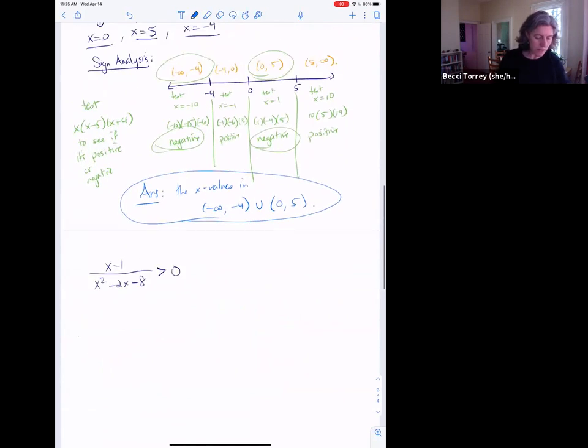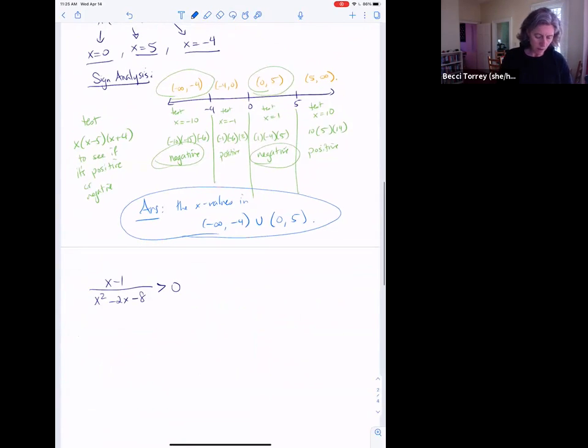The other one that was on this same slide was a rational inequality. So in this case, we have to be careful because the numbers that are 0, the numbers in the denominator, can also change whether your overall function is positive or negative. So we're going to take the same kind of approach. So our first step is to get 0 on one side.